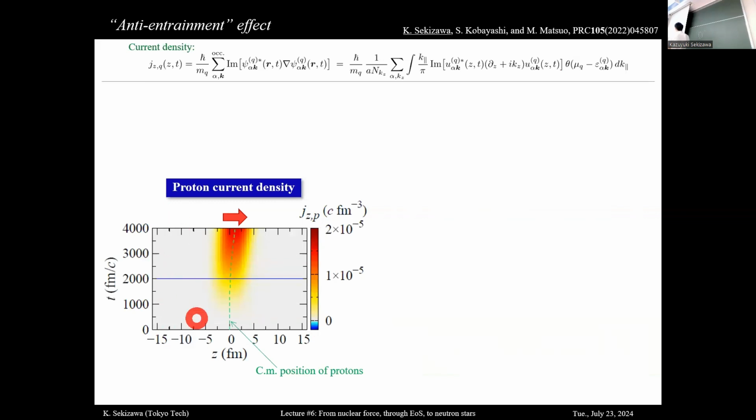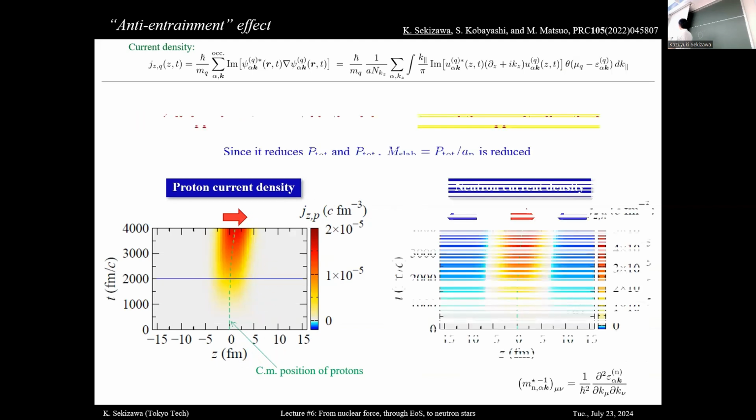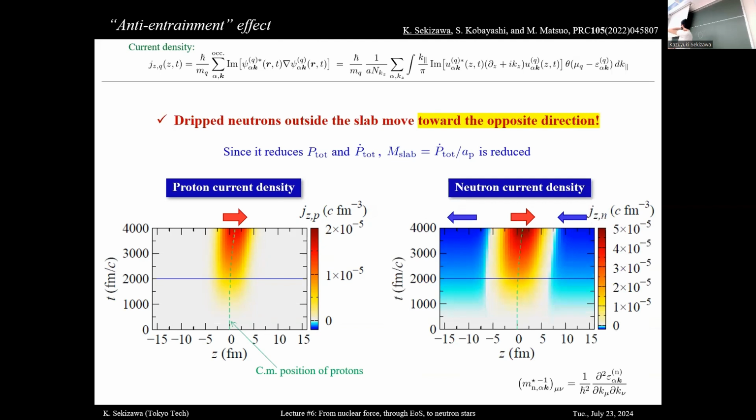We evolve it in time, and then protons start moving towards a positive z direction, a direction parallel to the external force, as expected. But on the other hand, if we plot the neutron's current density, we actually found that the drift neutrons start flowing opposite to the external force, which we call the anti-entrainment effect.